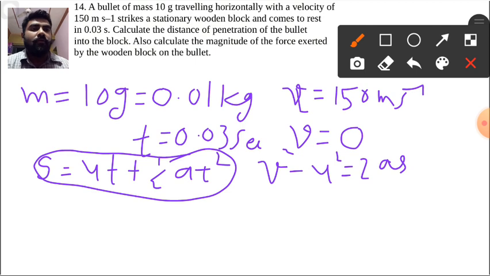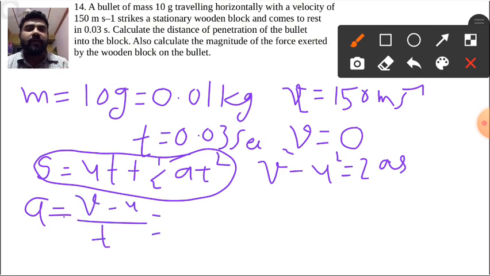So now, here, acceleration we can find from here, right? Acceleration, simple formula. What is acceleration? Final minus initial upon time. What is final? 0 minus 150 upon 0.03.